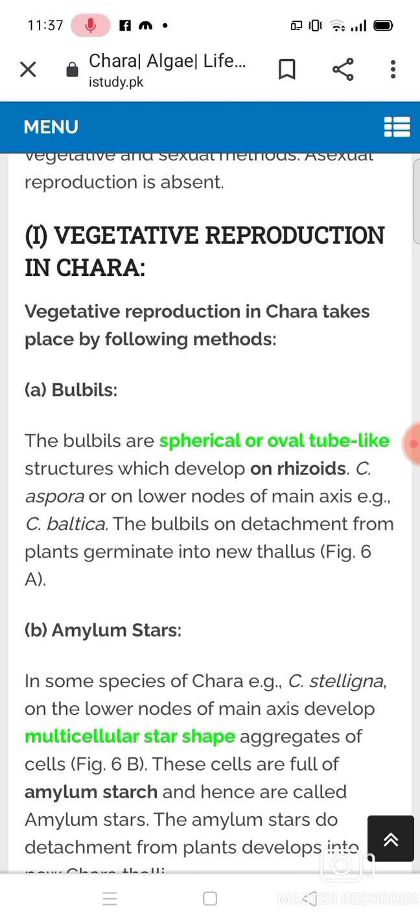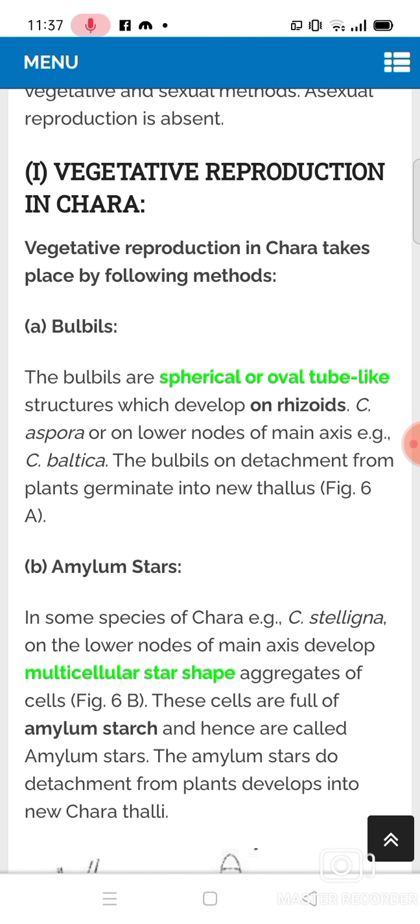Bulbils are spherical or oval tuber-like structures which develop on the rhizoids, the root-type structures of Chara, on the lower nodes of the main axis. On detachment from the parent, the bulbils germinate into a new thallus. They are just like potato tubers. They are outgrowths developing on the rhizoidal part of Chara, and when those outgrowths get detached from the parent plant, they develop into a new individual.